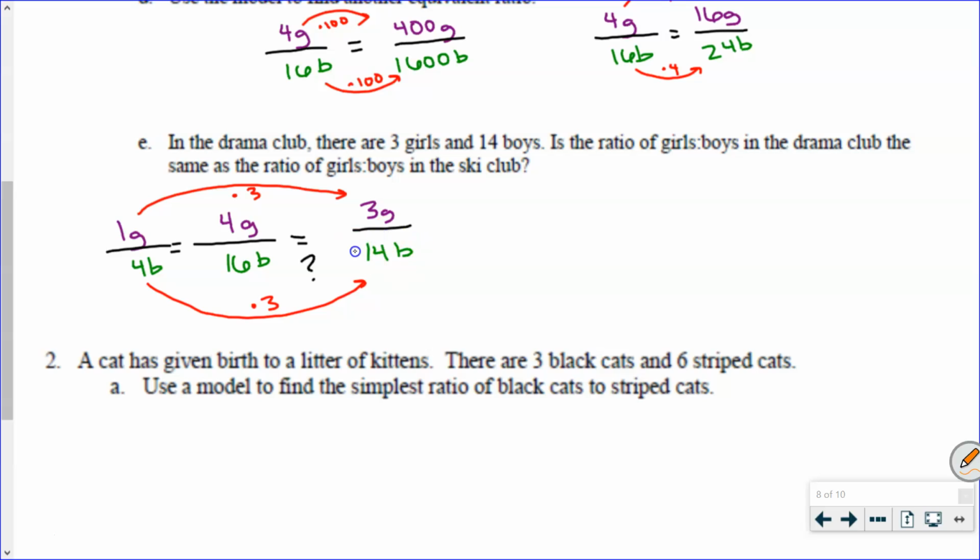What is it supposed to be according to this? 14. But it's not. It's 12. So are they equivalent? No. It should be 12. But it's actually 14. So are these equal? No, they are not.